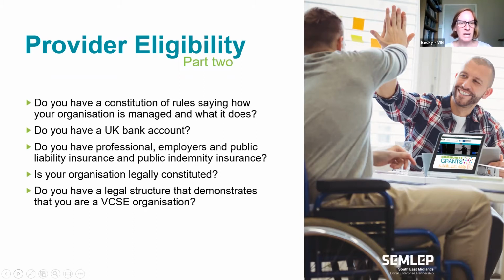So you need to have a UK bank account in your organisation's name, and you need to have all the insurances listed there at a minimum level of £1 million for each of those. Okay, thank you.